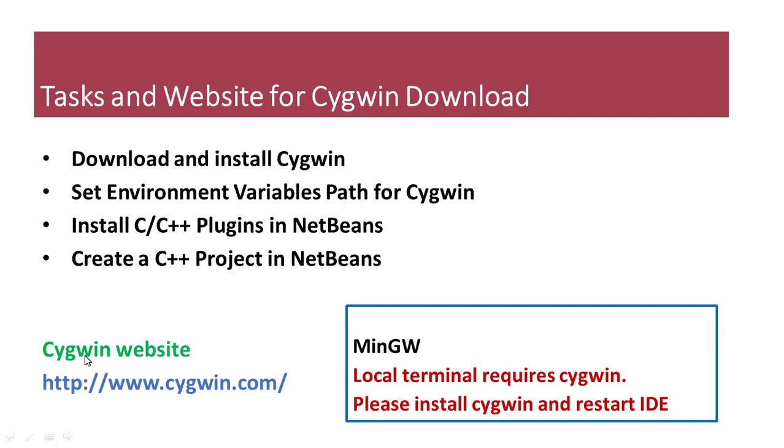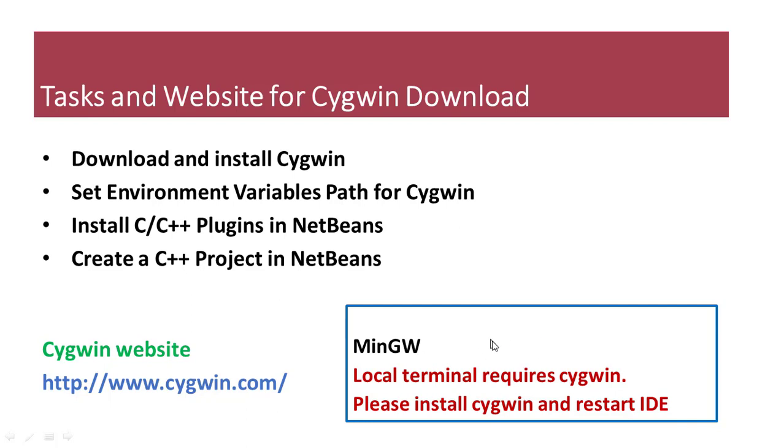Why am I suggesting Cygwin compiler for the NetBeans IDE? The reason is simple. It is also possible to use the MinGW compiler. However, when you try to run interactive applications, you will get an error message that says local terminal requires Cygwin. Please install Cygwin and restart IDE. What that means is you can use the NetBeans IDE to write C++ code and run it with the MinGW compiler.